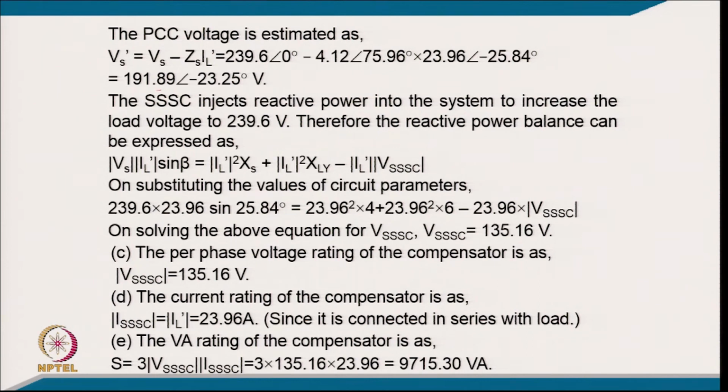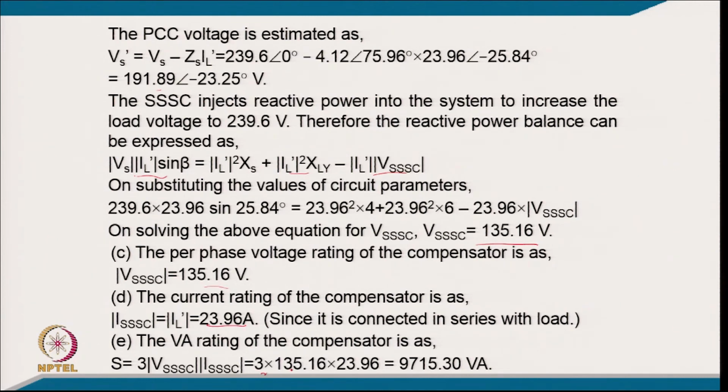Now, the SSC injects reactive power into the system to increase the voltage to 239.6 volt. Therefore, the reactive power balance can be expressed as the reactive power at the source side equal to the reactive power consumed by the source impedance, plus the reactive power consumed by the load, plus the reactive power injected by the series compensator. So, that is typically only the reactive power. On substituting these values, we get the series compensator voltage of 139.16 volt, and this is the per phase voltage injected, and the current is already equal to the load current, 23.96 ampere.